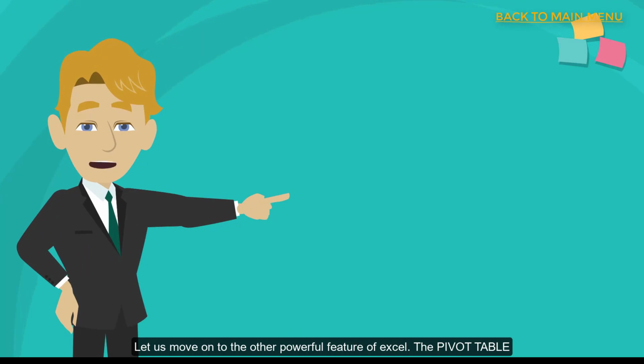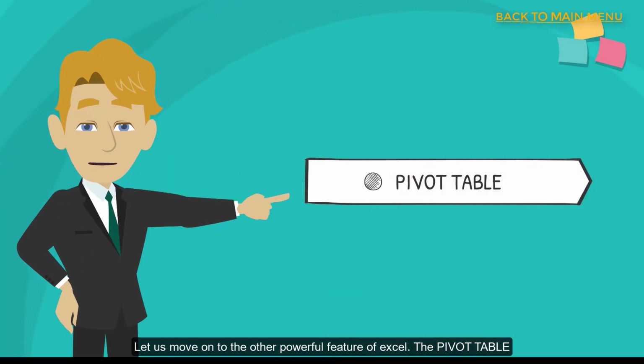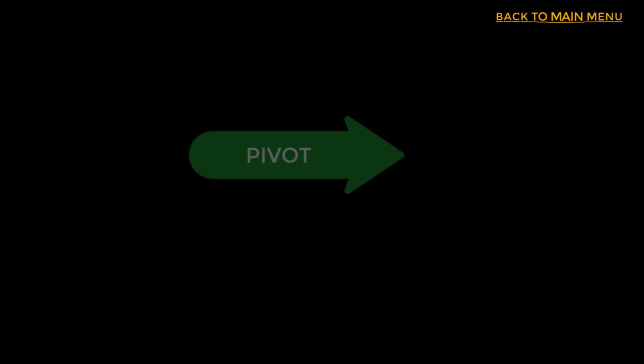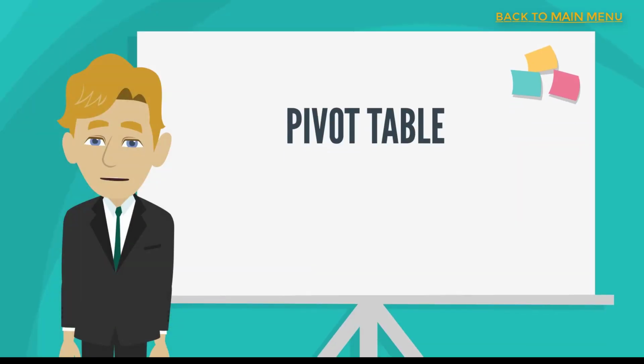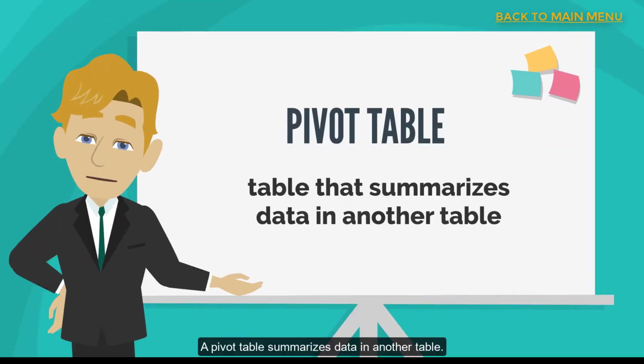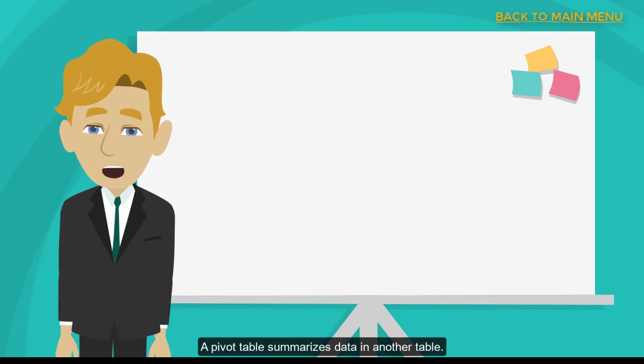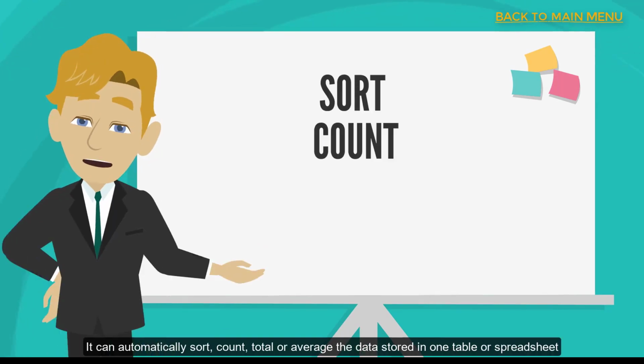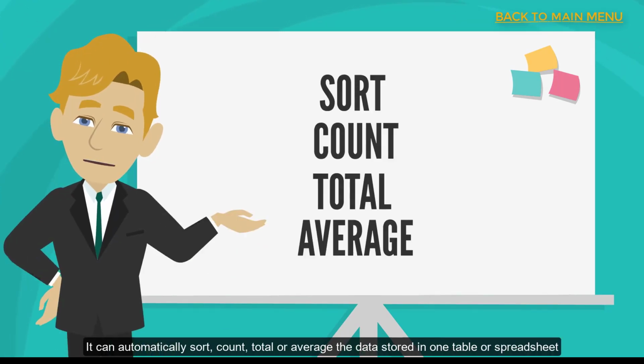Let us move on to the other powerful feature of Excel, the pivot table. A pivot table summarizes data in another table. It can automatically sort, count, total, or average the data stored in one table or spreadsheet, displaying the results in a second table, the pivot table, showing the summarized data.